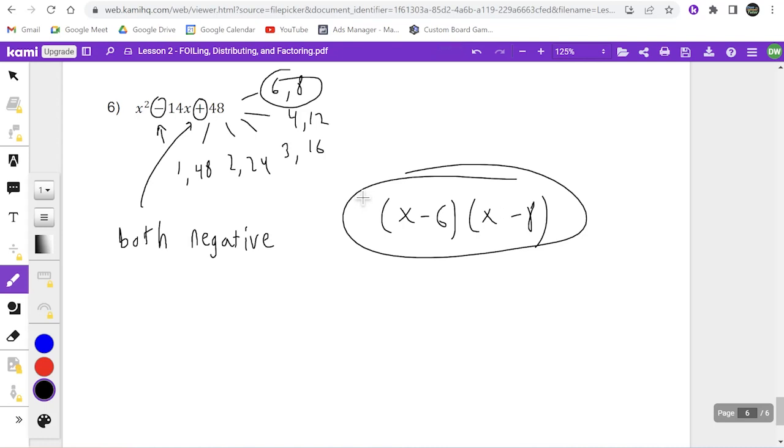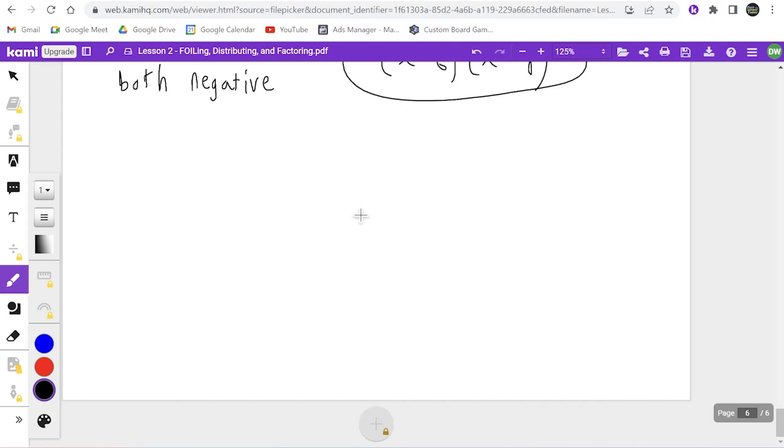Okay. And then there's one more I want to look at. I'm going to call it number 7. And I'm actually going to do this one because it shows up in the homework and I forgot to put it in this packet. It's the problem x squared minus 25. In other words, I'm missing a middle term. What do we do? Well, you're not missing it. It's just 0. In other words, let's rewrite this as x squared plus 0x minus 25. And now it's the same format we're used to seeing.